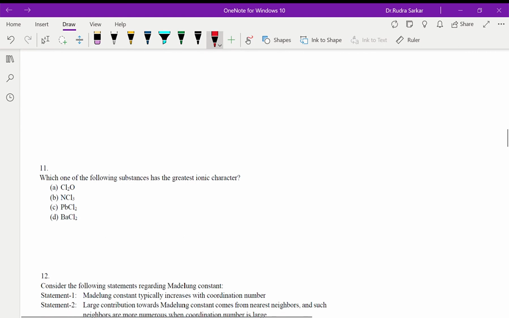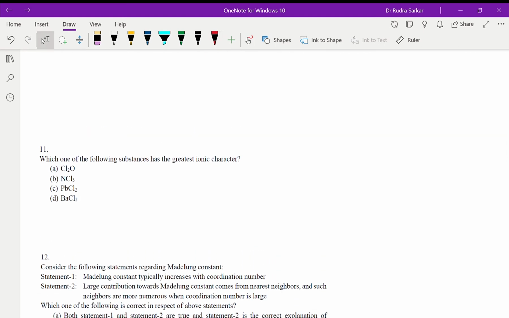In the next one, it is given which of the following has the greatest ionic character. Obviously Cl2O, NCl3, NClO are nonmetals, and so its compounds are covalent in nature.